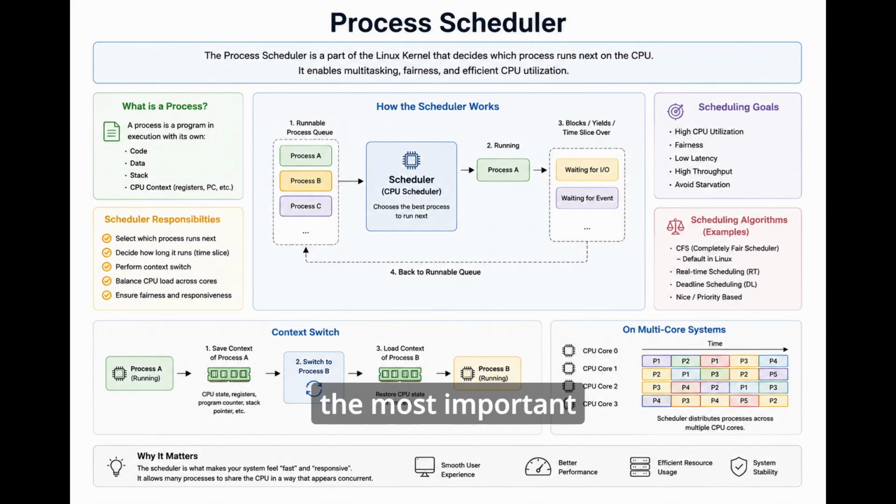4. Process scheduler. Now let's look at one of the most important parts of the Linux kernel. The process scheduler. A process is simply a running program. For example, a browser is a process. A terminal is a process. A web server is a process. A music player is a process. Modern Linux systems may run hundreds or thousands of processes simultaneously.